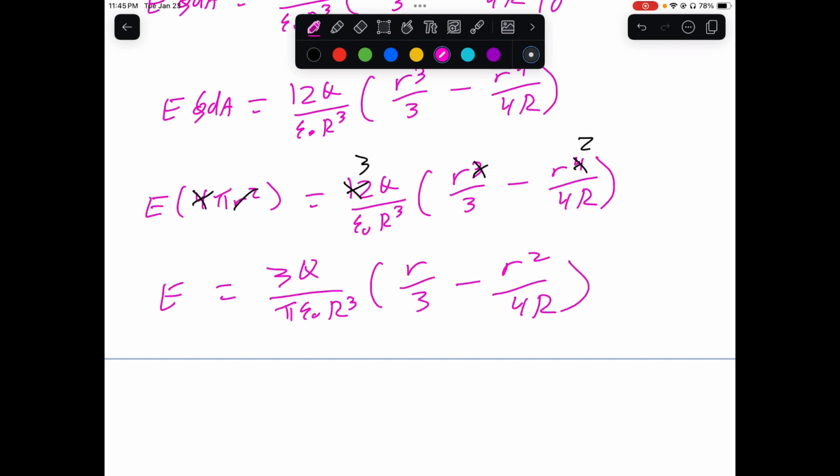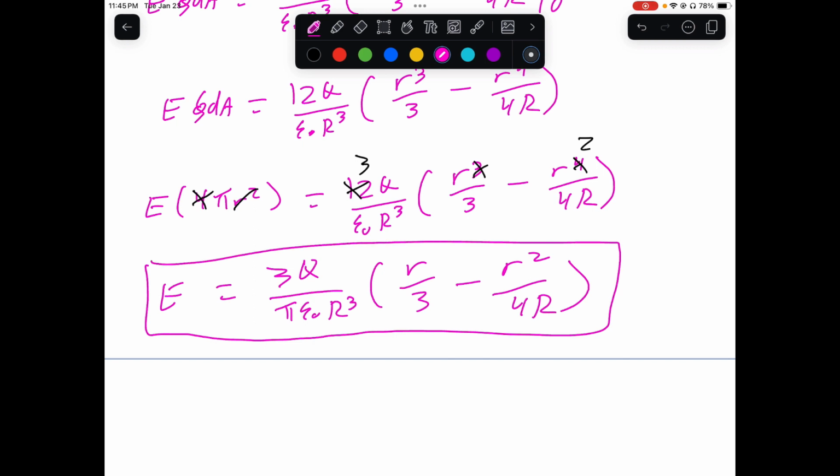And I think this is the answer. So Q is a given value, epsilon naught and pi are just constants, 3 is a coefficient, big R is given, and little r is the variable. I think this is correct.